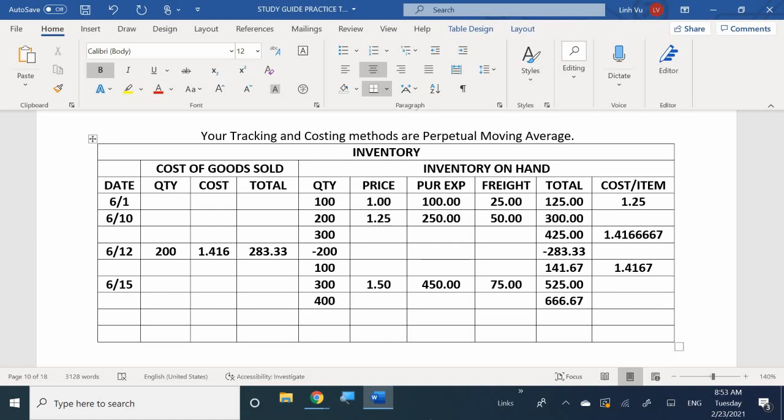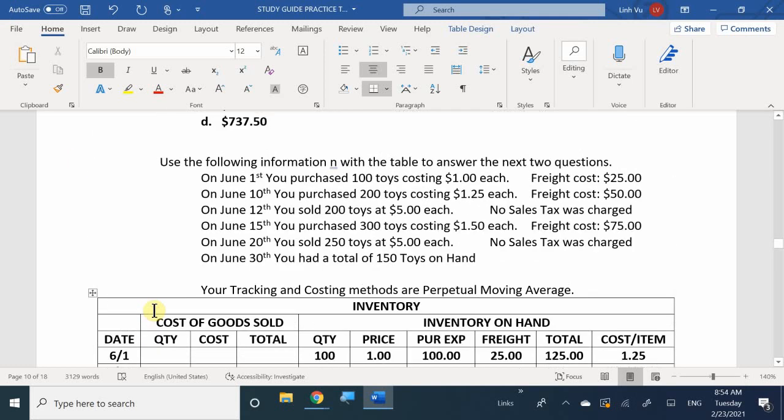Okay, and what is my average cost per item going to be now? $1.66667. Can someone repeat that? 1.66667, you said? Yeah, 1.66667. Okay, perfect. Okay, and what has happened next?